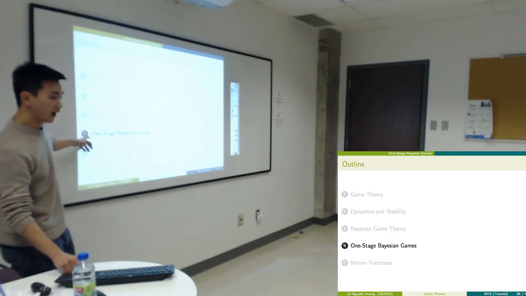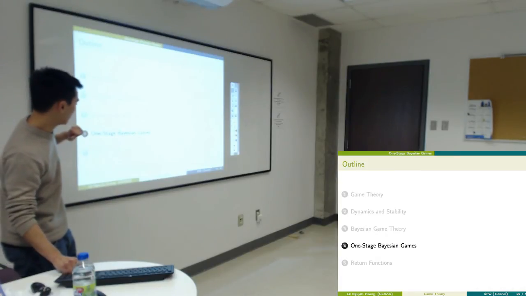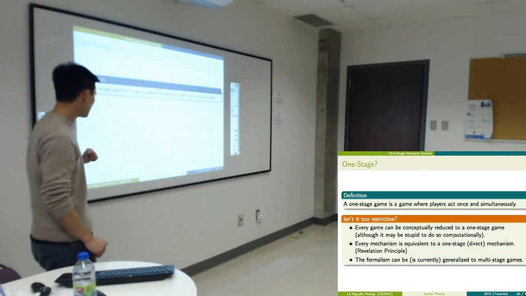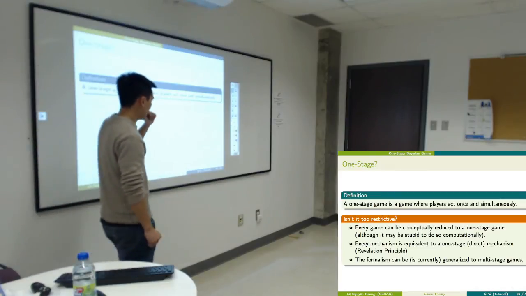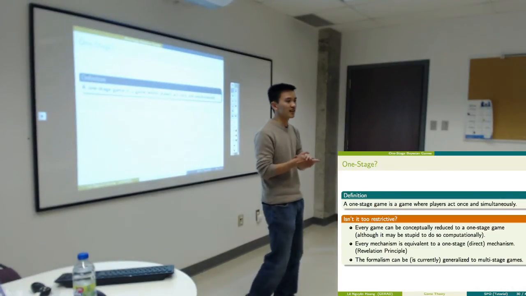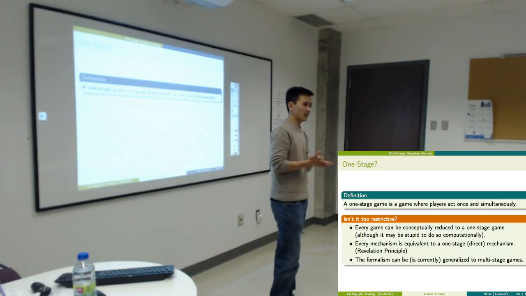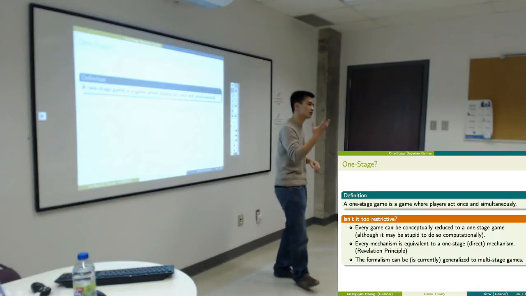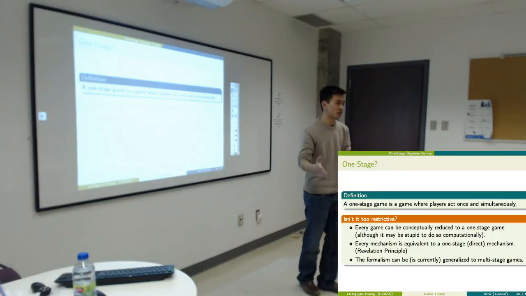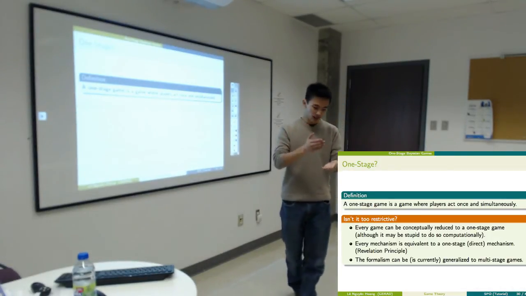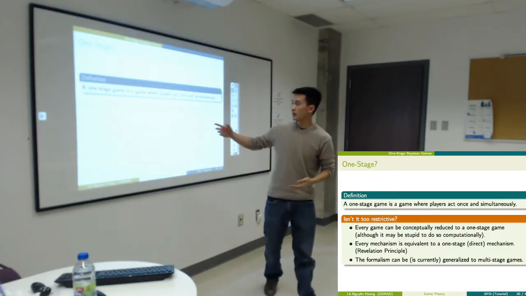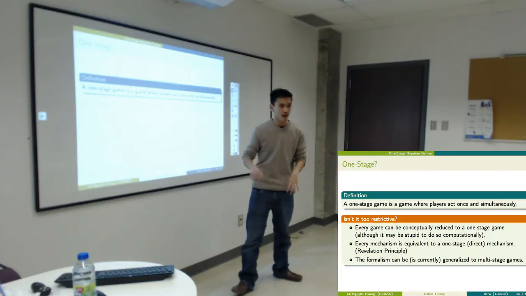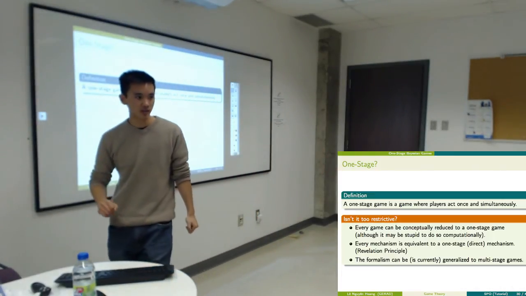Okay. Now there's actually one specific kind of Bayesian game that I like to study. It's called one-stage Bayesian games. In a one-stage Bayesian game, players act only once and simultaneously. The straightforward counterexample of that is poker. In poker, players play sequentially. Even though there's incomplete information, players play sequentially. Rock paper scissors, on the other hand, is a one-stage game. You just play once, and that's it. Okay. So those are the games I'm really interested in.